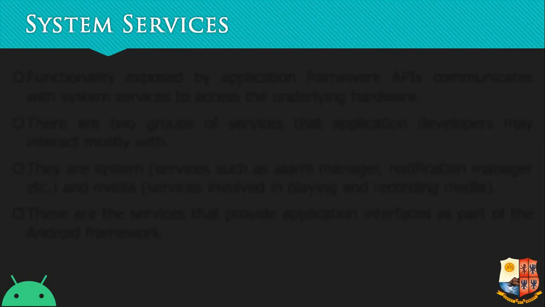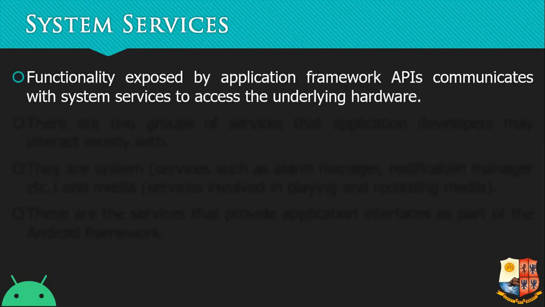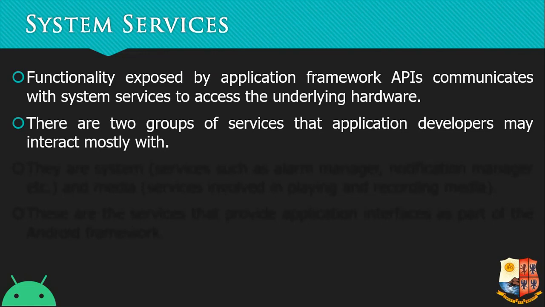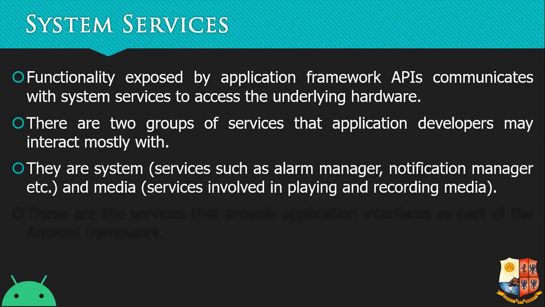I've already covered this keyword called system services, but I'm just quickly going through that because we are going to use that again. System services are functionality exposed by your API, communicating with the system to access the underlying hardware. Examples I had given you already are alarm manager, notification manager, etc. We are going to use both of them in this particular program. We need to set an alarm, and at the particular time when the alarm reaches that moment, I want a notification to come. So I need to use these two system services. That's why I'm telling you what a system service is.